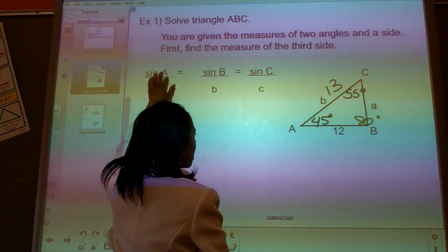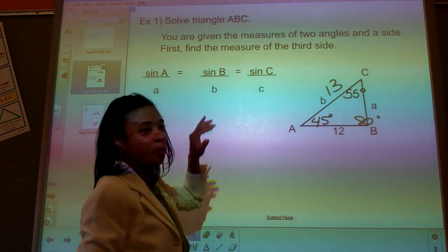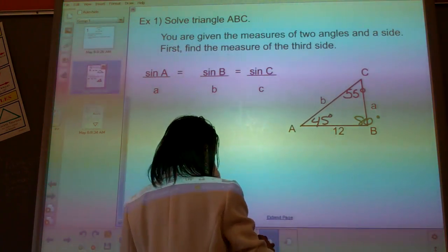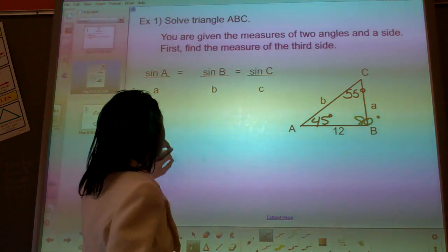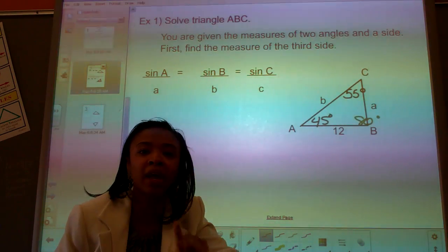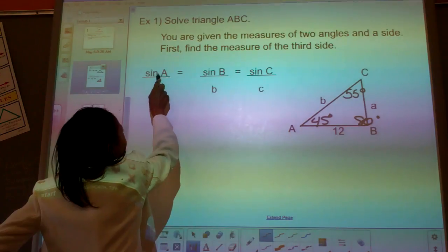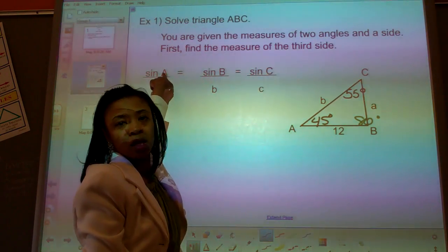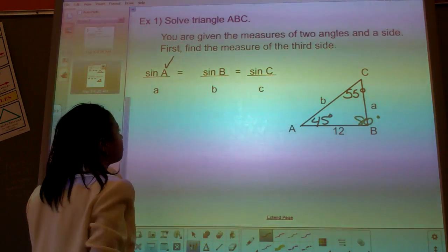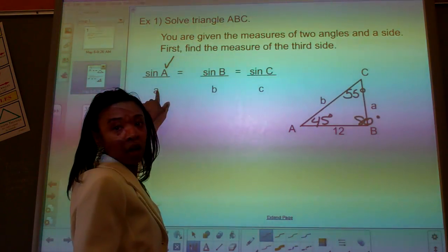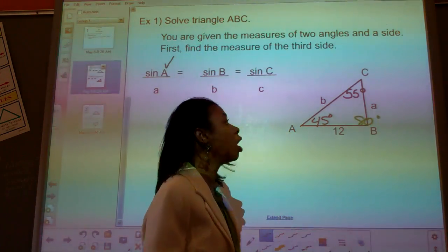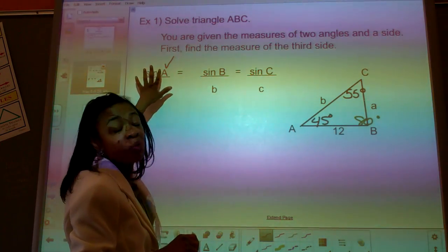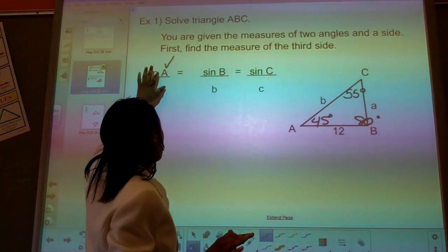So here's the law of sines. Let's compare here, what can we use? Let me erase this 13 because that wasn't given to us. Let's check and see what we have. Sine A: do I have the measure of angle A? Yes, it's 45. That looks good. Do I have the length of side A? No, we don't have it.